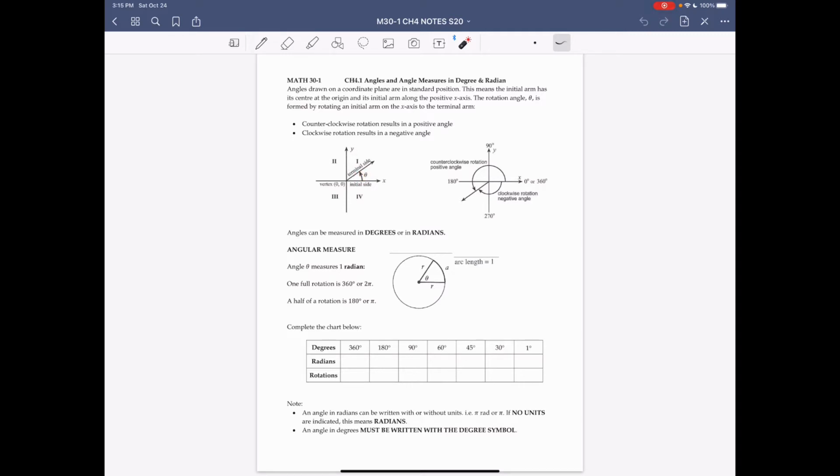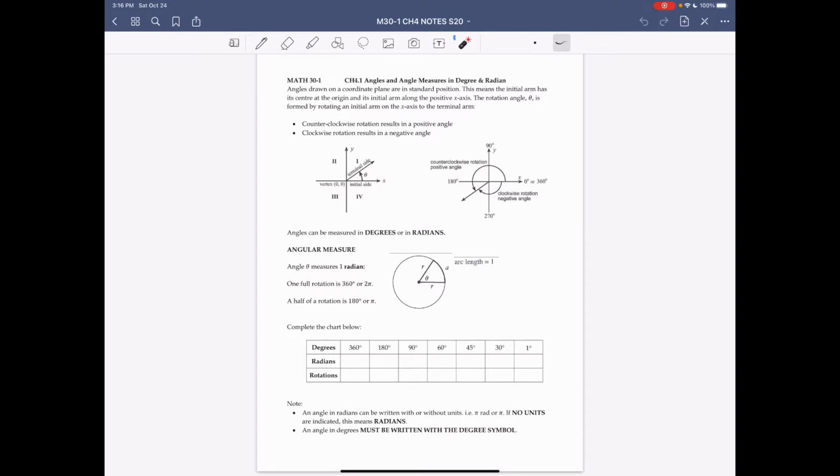In 20-1, we only ever rotated counterclockwise and had positive angles, but now we're going to also include rotating clockwise, in which case we get a negative angle measure. Whichever direction you're rotating, your initial arm is always on that positive x-axis. To this point, we've only measured angles in degrees, but there is another type of measurement for angles called radians.